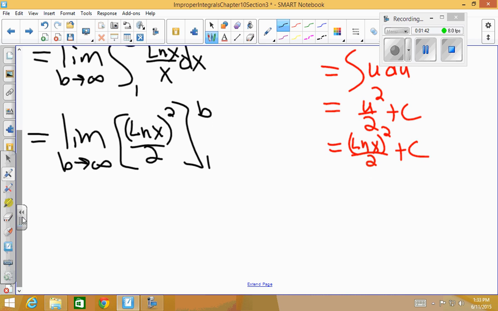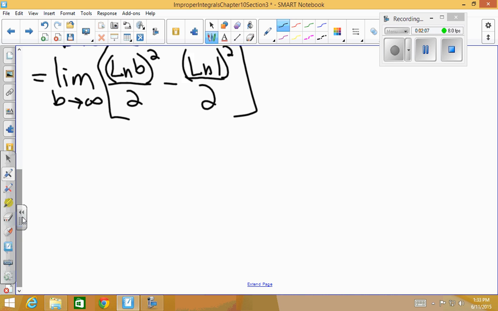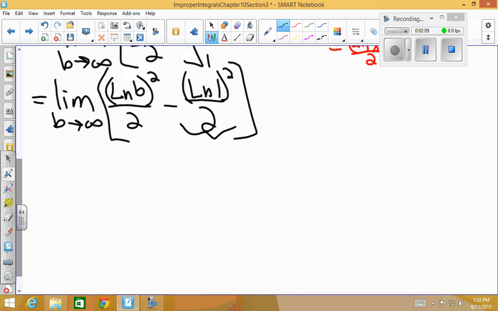So we evaluate by substituting in the upper limit of integration, which is b first. So the natural log of b squared over 2 minus, then you substitute in the lower limit of integration, which in this case is 1. And then we simplify and evaluate that limit. Well, first off, notice that the natural log of 1 is 0. 0 squared is 0. 0 divided by 2 is 0. So this back part is minus 0.